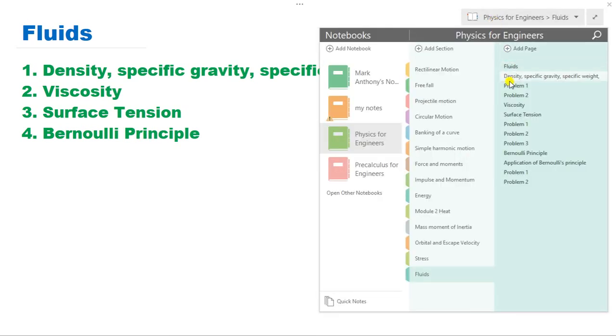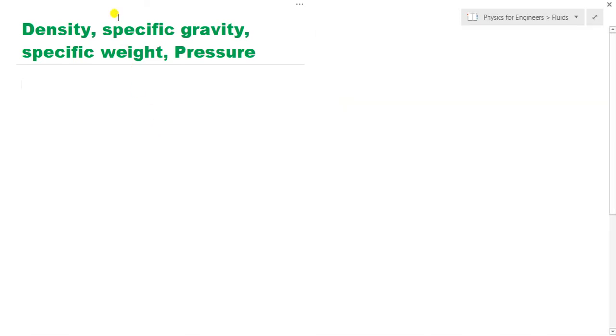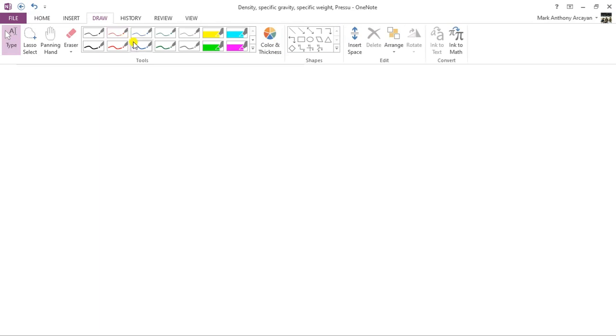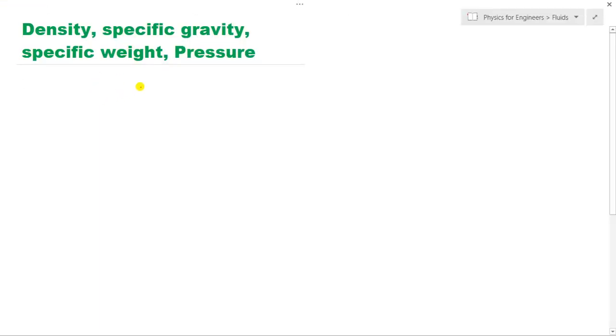So without further ado, let's start with density, specific gravity, specific weight, and pressure. Let's start with the density. It is defined as the compactness of a certain object, and it is the ratio of your mass over the volume.